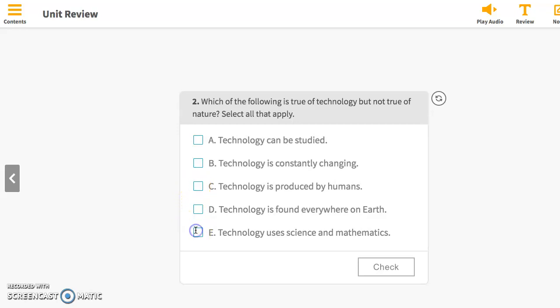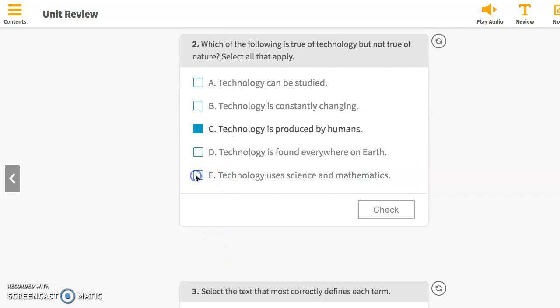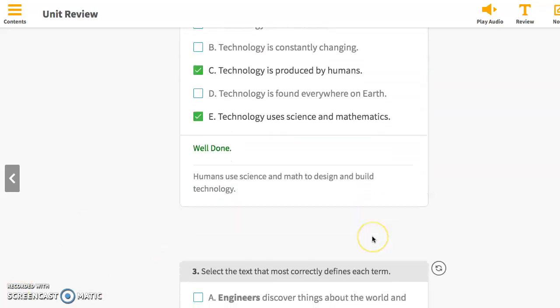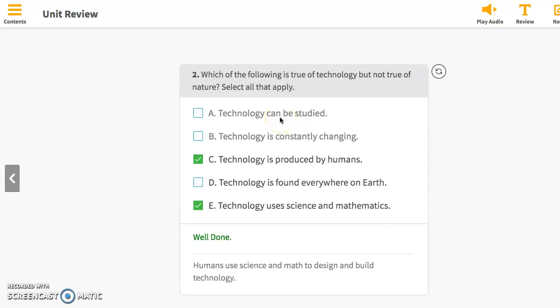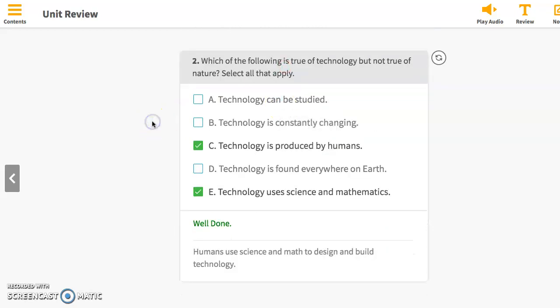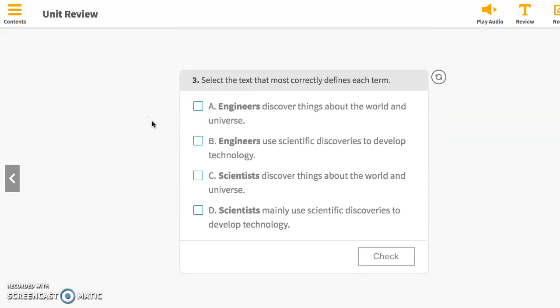We put C and E. So select all applies. So I feel like there's 2 options there. Alright, C and E are correct because they're the ones that are specific to technology but not true of nature. The other ones were true of nature.